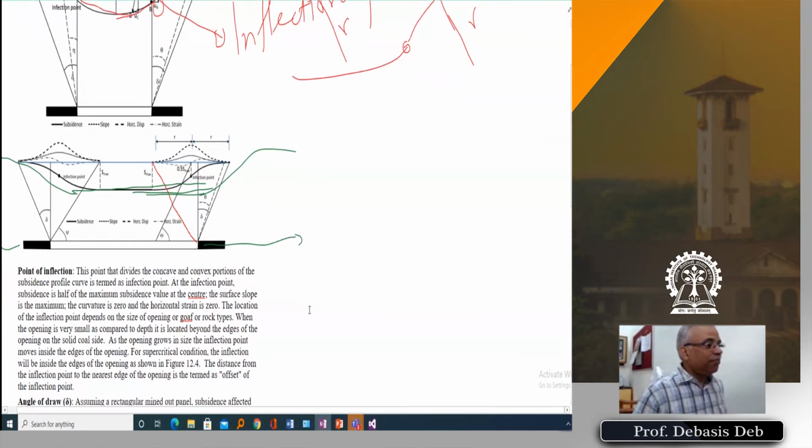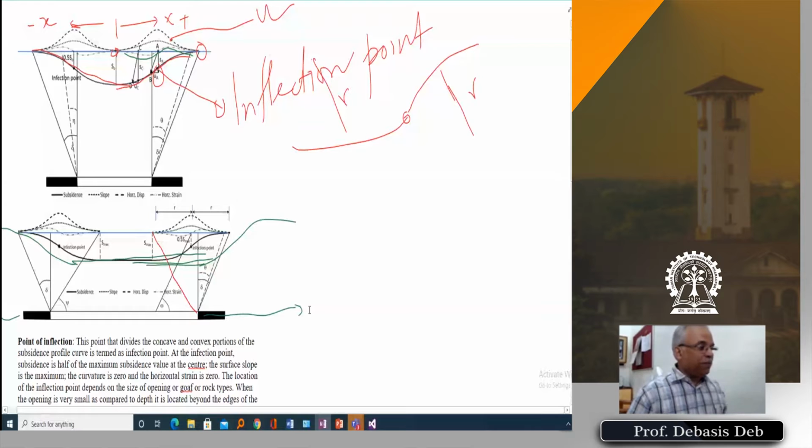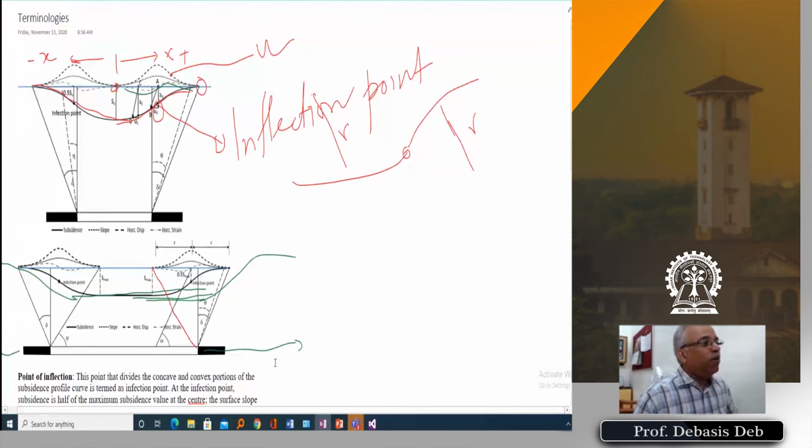Now, there are some definitions of the inflection point. I already told you, it basically divides the concave and convex portions of the curve. And generally, going by mathematics also, the subsidence at the inflection point will be S naught by 2. This is by the definition of the inflection point, where the curvature changes.